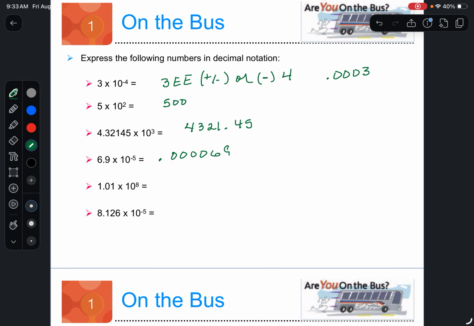My next one is going to be 101 with 6 zeros. So 101 million. And then my last one would be I have 4 zeros in front, 8126. And like I said, this exercise is great for you to punch things in your calculator and make sure you get the correct answer that I've shown here.